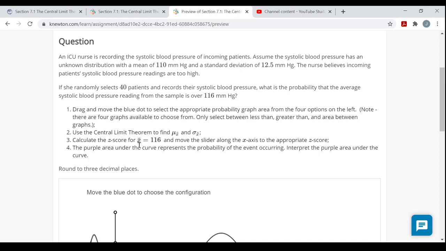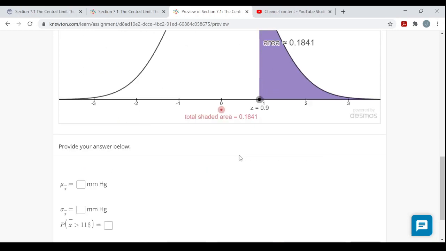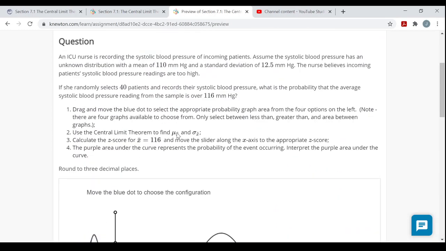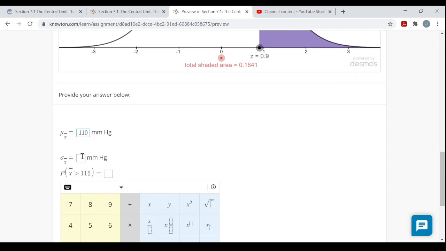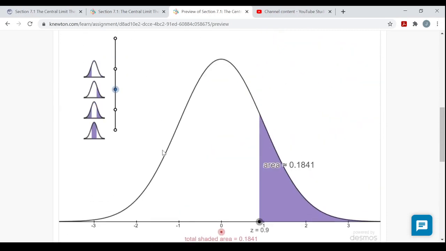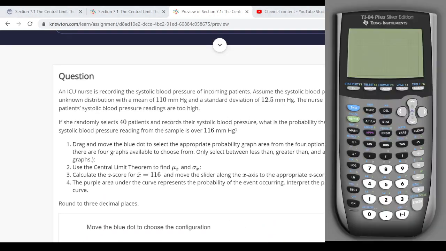And calculate the z-score for 116 and move the slider along the x-axis to the appropriate z-score. Okay, so we have to move the black dot. So the mean for the means, the mean for the x-bars here, these averages for groups of 40 patients, the average blood pressure for groups of 40 patients is 110. The standard deviation would be, now it says round to three decimal places, so again, 12.5 divided by the square root of 40. Pull my calculator up, 12.5 divided by the square root of 40. So to three decimal places, it's 1.976.